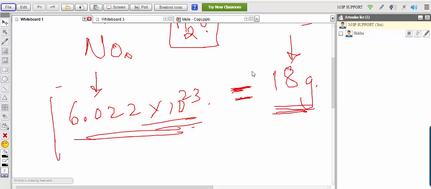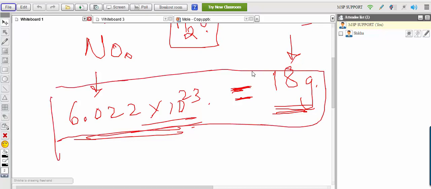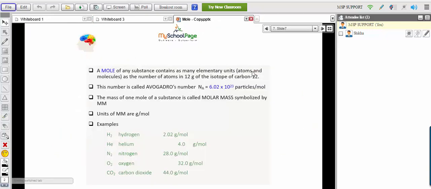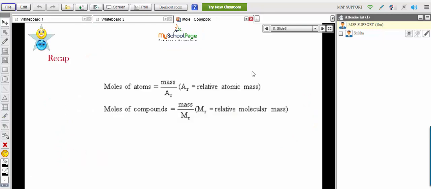Okay, so this is a very important concept, and if you have understood this concept, then we can tell how many particles there are in the given mass of that substance. Okay, so therefore the knowledge of mole is very important.